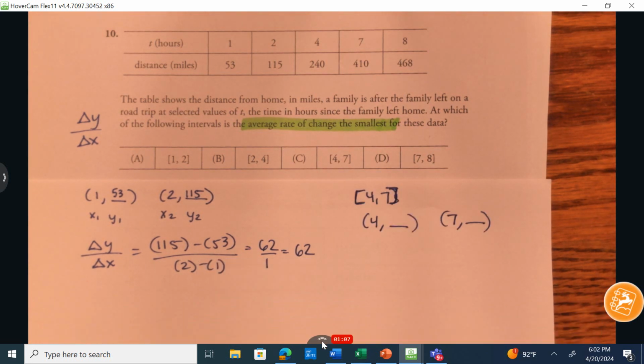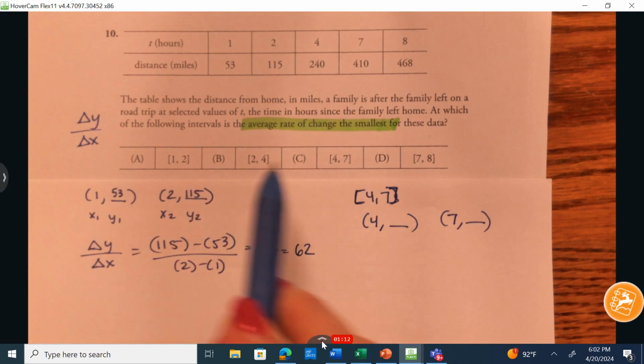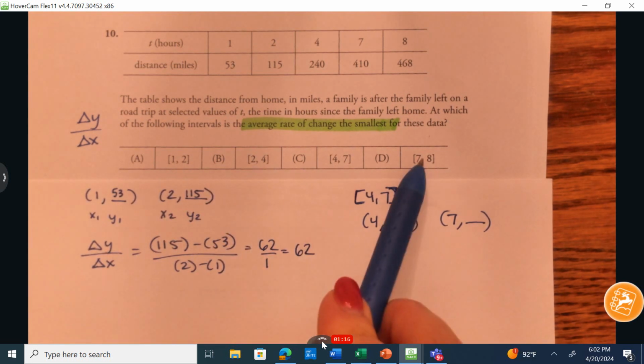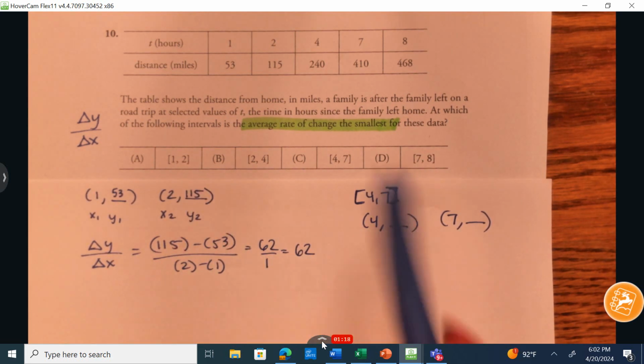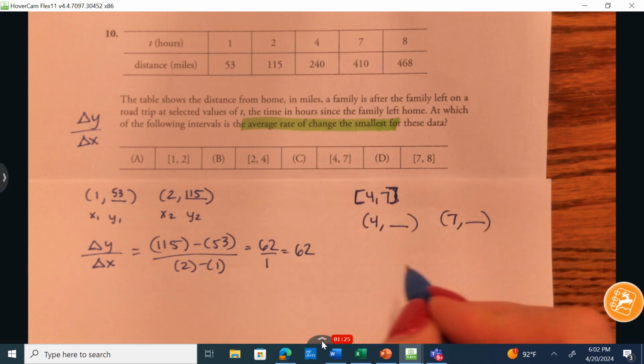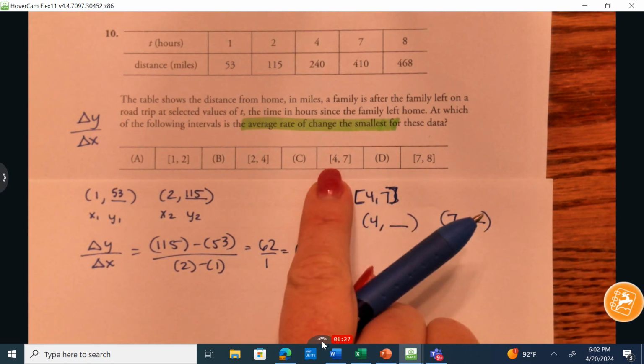All right, so I would do the same for part B, but instead of going from 1 to 2, I would go 2 to 4, and then 4 to 7, and 7 to 8. And after I had found out the rate of change for each one of these intervals, I would just select the smallest one. I'm going to demonstrate what the correct answer is. I took time on my own to do B and D, and I found out that C had the smallest rate of change.